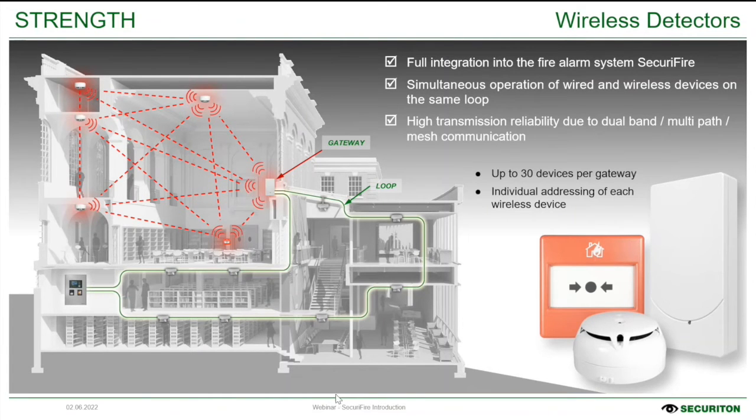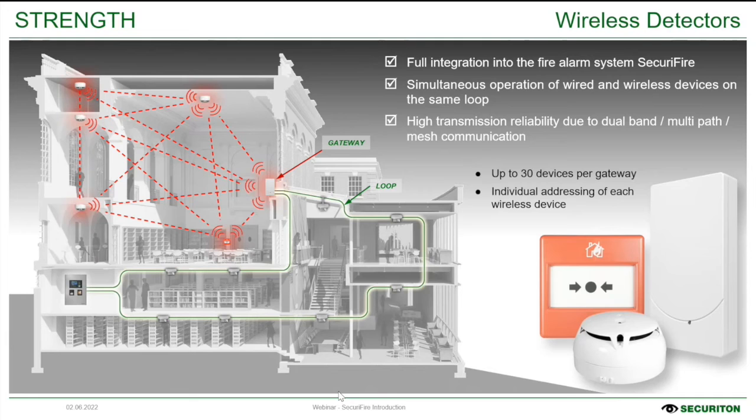What we provide as well is a wireless detector solution directly on our loop. So what it requires is actually a gateway on your loop, a BXWGW. Then you can add up to 32 detectors now per gateway, with individual addressing of each wireless device. What is mentioned here, up to 30 devices per gateway, of course, is detectors and manual call points together, 30 devices per gateway.